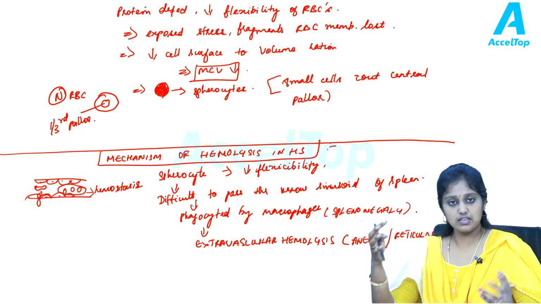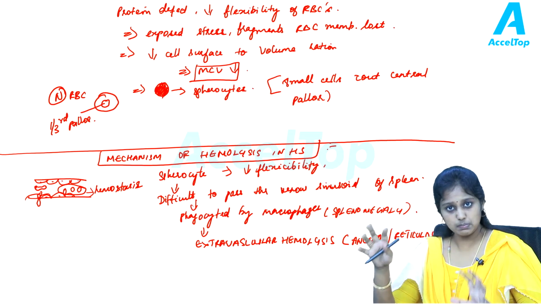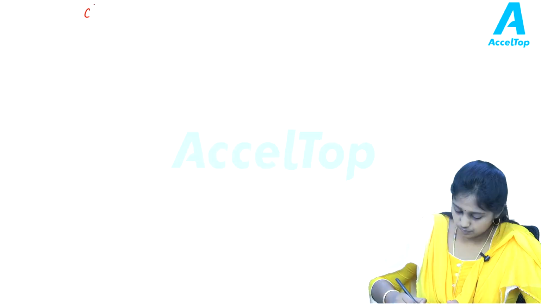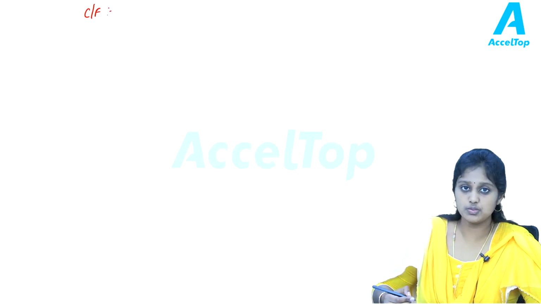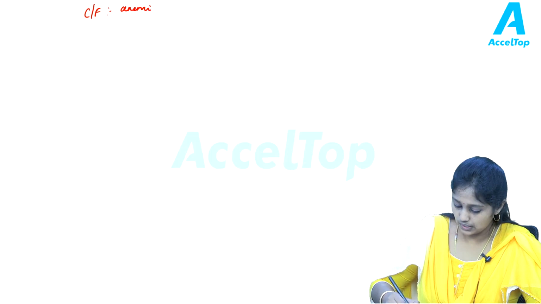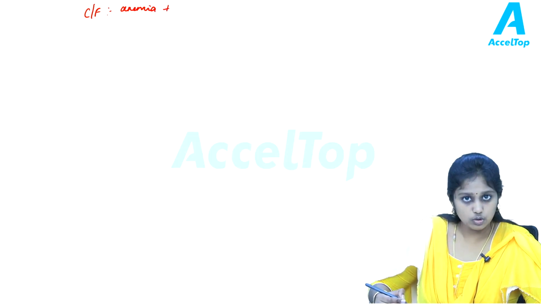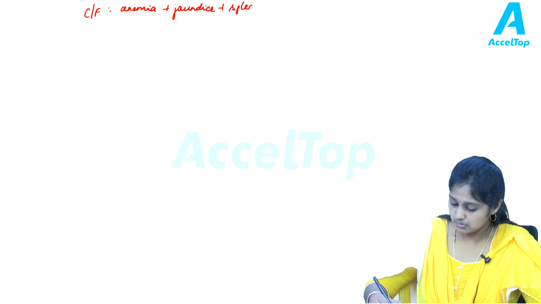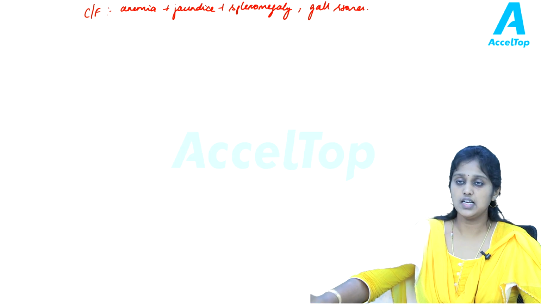As these cells are phagocytosed by macrophages in the spleen, there will be an increase in the size of the spleen, resulting in splenomegaly. So how do these patients present? They will present with anemia, an increase in unconjugated bilirubin, so jaundice, and splenomegaly because of so much hemolysis. In addition, they also present with gallstones as well as leg ulcers.